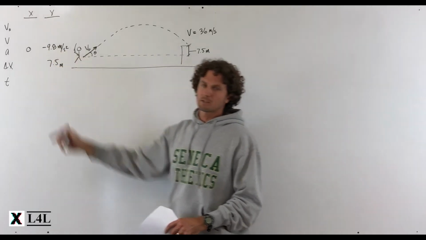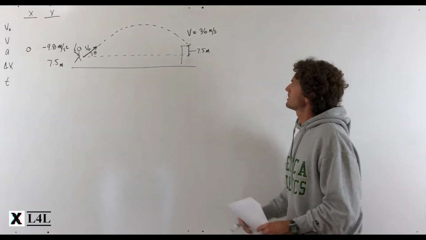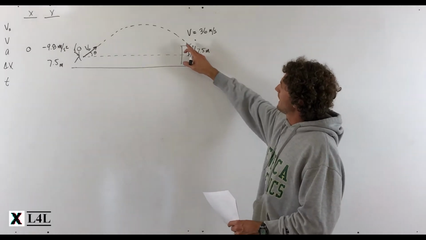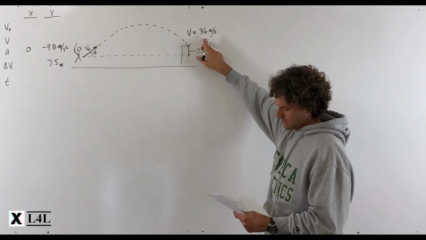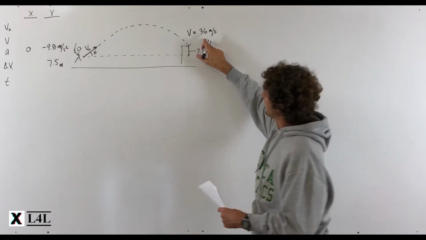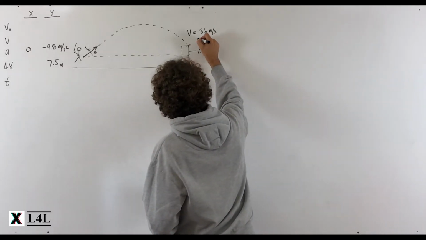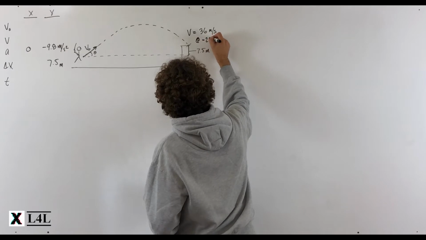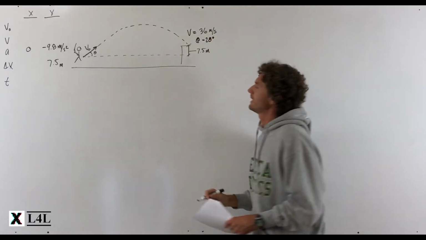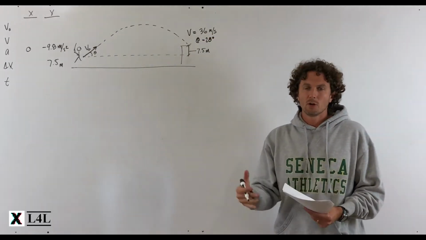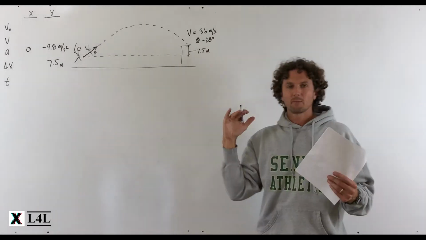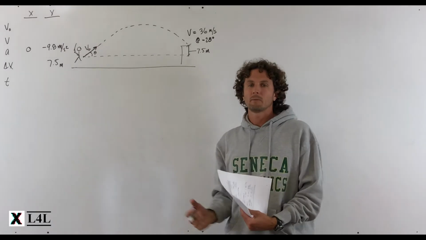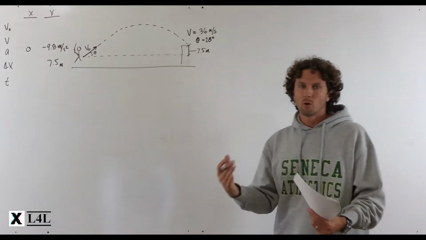Again, we could plug in our accelerations of 0 and negative 9.8 meters per second squared. We know that the ball lands here with a final velocity of 36 meters per second, and it is at an angle that is negative 28 degrees, or 28 degrees below 0. So again, we have information that's coming in two different planes. We need to break that up into our horizontal and vertical components.